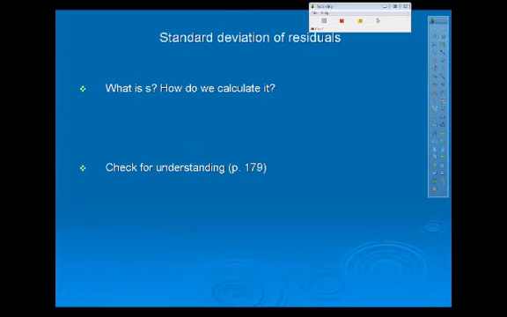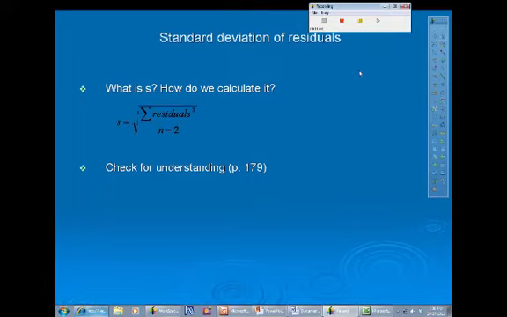Okay, so what is S and how do we calculate it? S is the standard deviation of the residuals. We calculate it by taking the square root of the sum of the residuals squared and dividing it by n minus 2. So S is the standard deviation of the residuals.